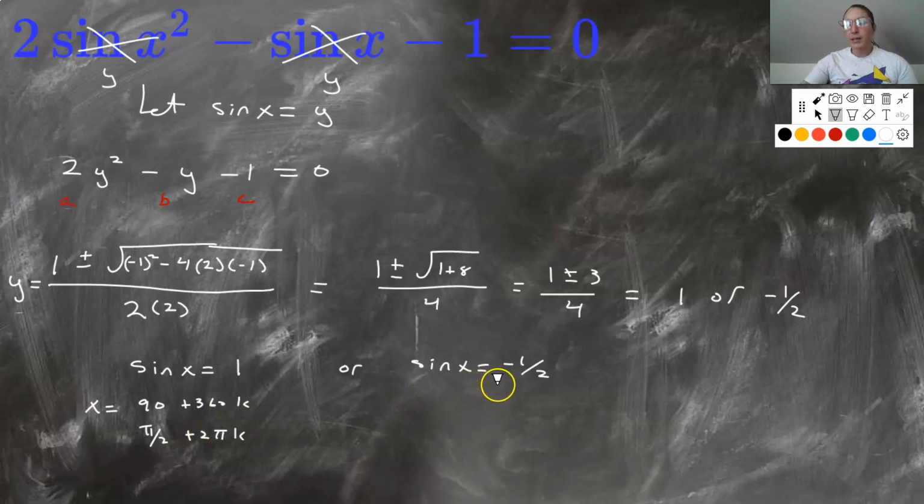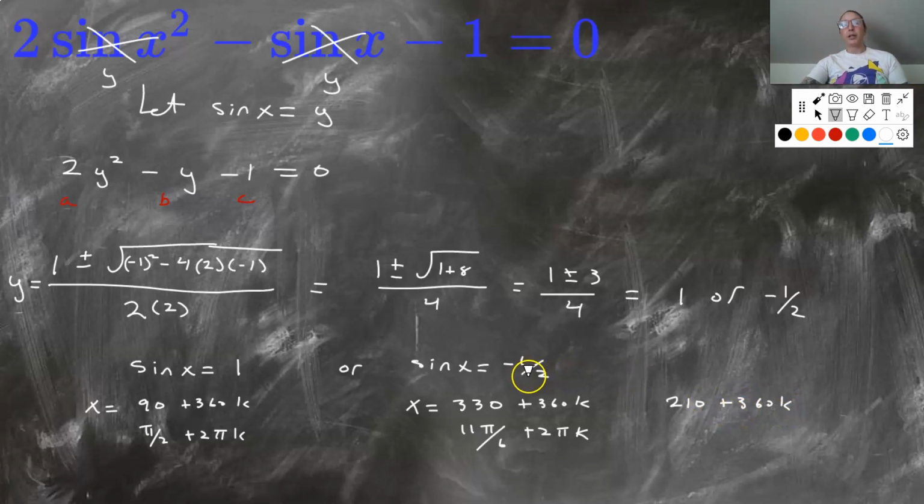Where does sine equal negative 1/2? Well, x is going to be 330 plus 360k, or 11 pi over 6 plus 2 pi k, or 210 plus 360k. So remember, go to the unit circle.